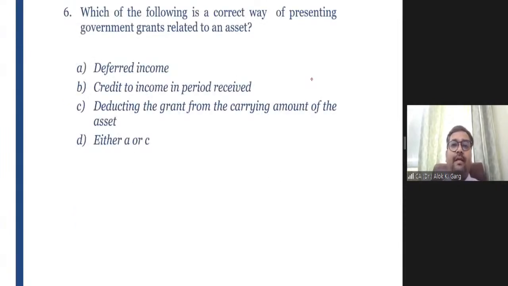Question number 6. Which of the following is a correct way of presenting government grant related to an asset? It is asking which is a correct way of presenting government grant related to asset. Tell me, what is the presentation of government grant related to asset? A, deferred income. B, credit to income in the period received.